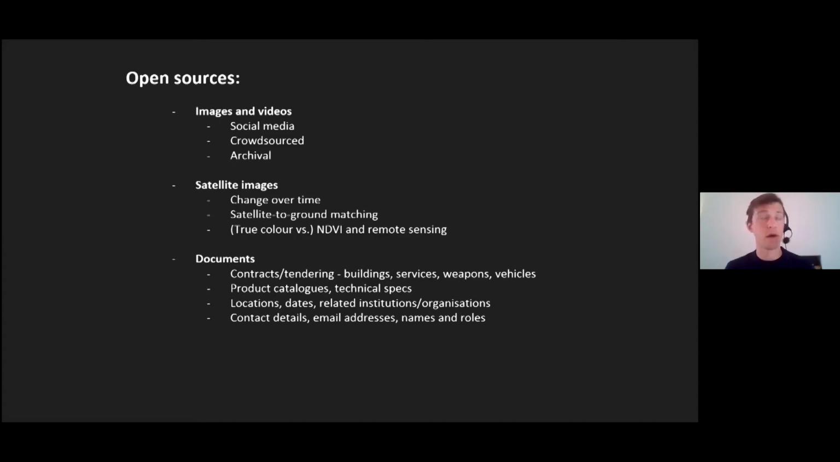And from those technical, chemical specifications, you can find out a lot about whether the use of tear gas in a certain context was violating human rights or not. You can also find locations, of course, related institutions and organizations, contact details, email addresses. But witnesses are also a very important open source, right? Interviewing, testimony, and crowdsourcing information, using social media to connect to other individuals, to find collaborators, and to bring in what they know is also a really vital use of open sources.